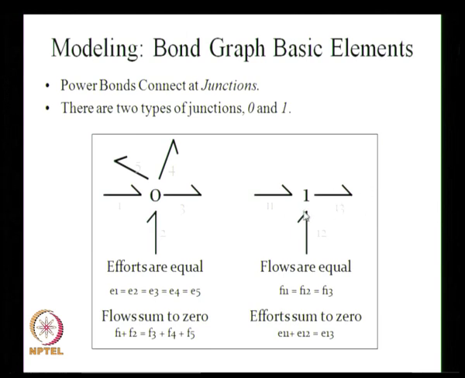Now with these elements, that is the 0 and 1 junctions, the source effort and source flow, the transformer, gyrator, and I, C and R elements.